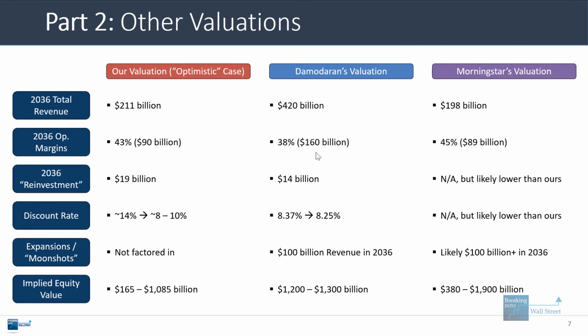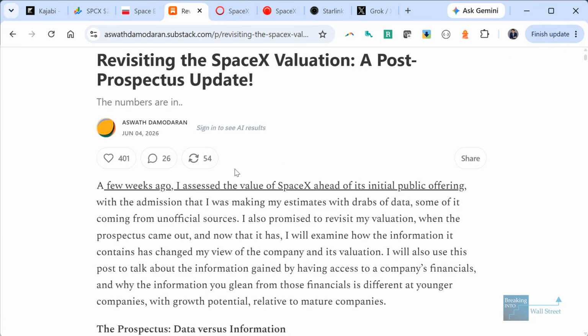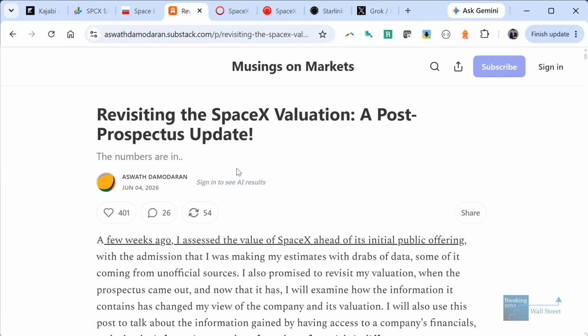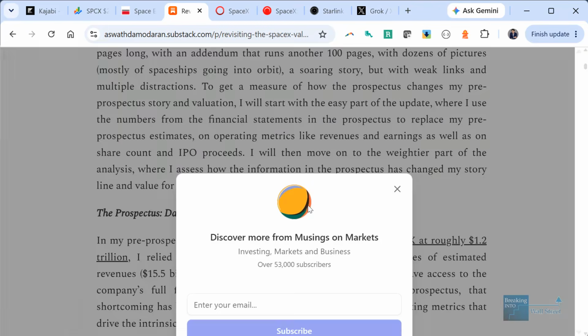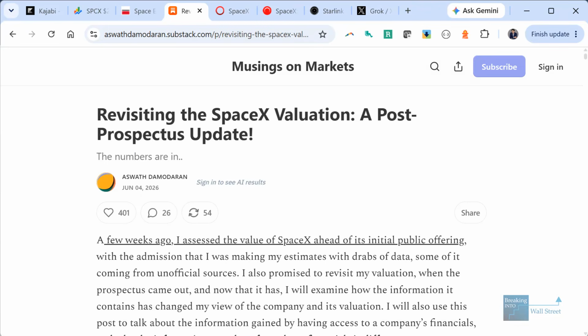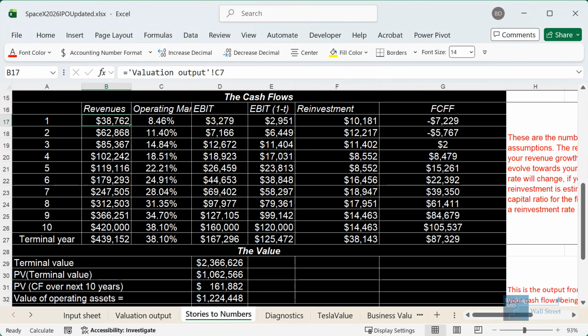I also got some questions about other valuations, so I created this table showing how our version differs from Damodaran's and also the Morningstar valuation. You can find these pretty easily if you do a quick search, but I will link to both these as well. Here's the Morningstar version, and then here's Damodaran's version. I also downloaded his Excel file and had a look at it and went through it.